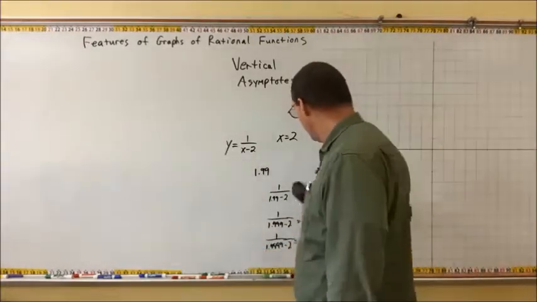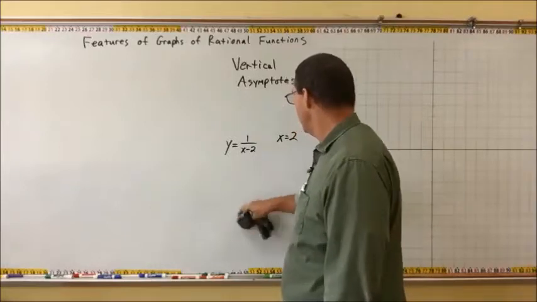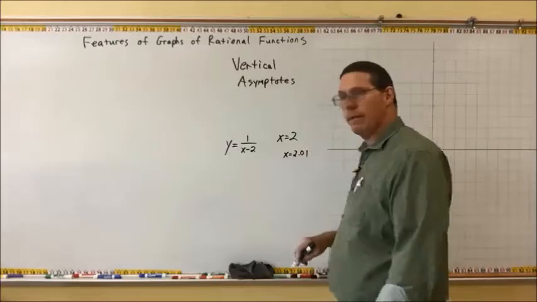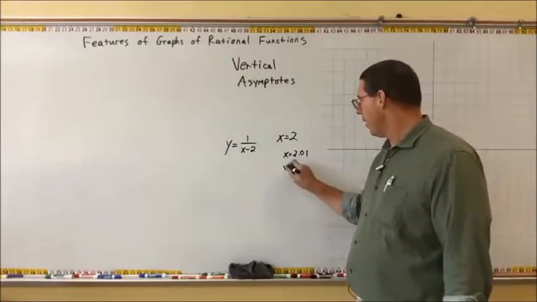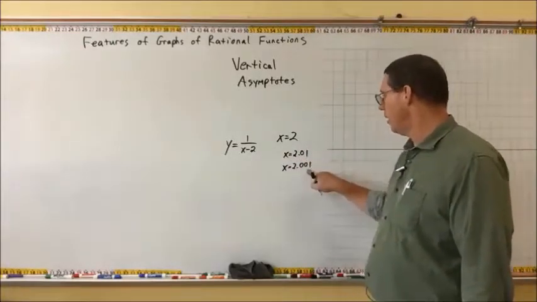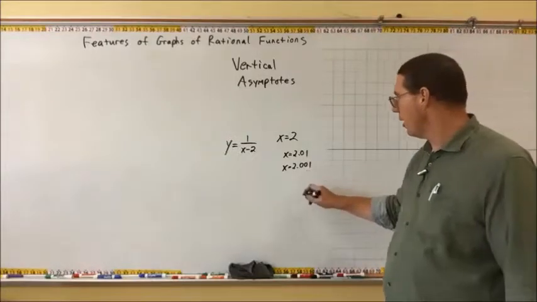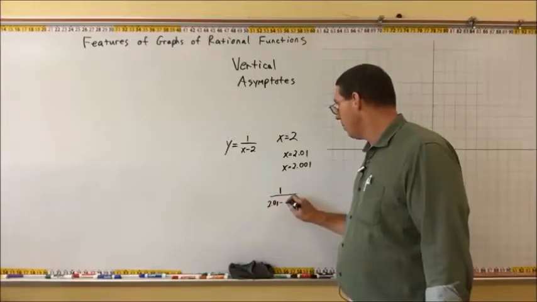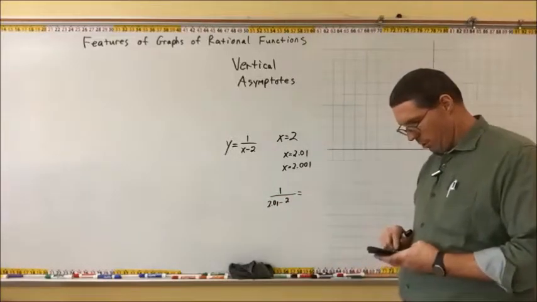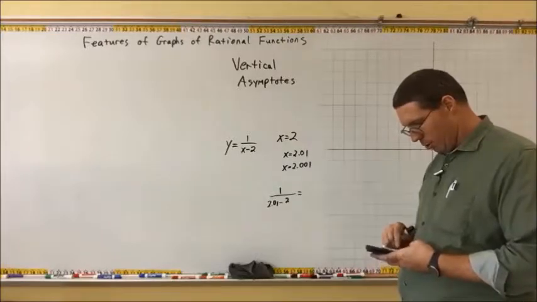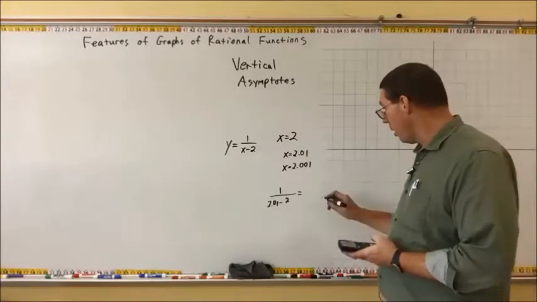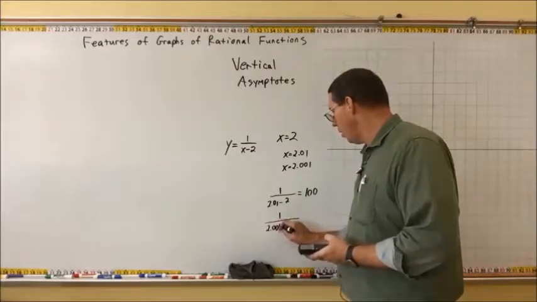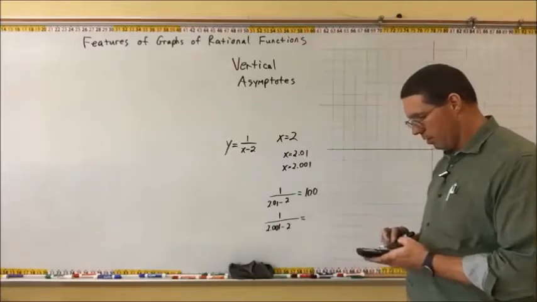Well, what about the numbers on the other side of 2? What if x was equal to 2.01? And then what about x equals 2.001? These numbers are really close to 2, aren't they? All right, well, what's 1 over 2.01 minus 2? 1 divided by 2.01 minus 2 is equal to 100. How about 1 over 2.001 minus 2? I think you're already guessing what this is going to equal.